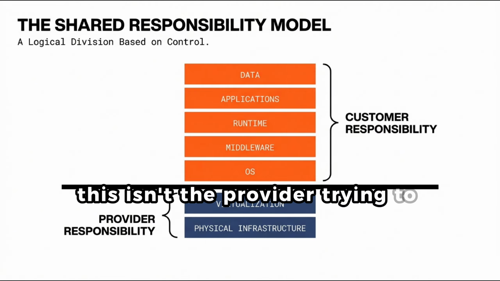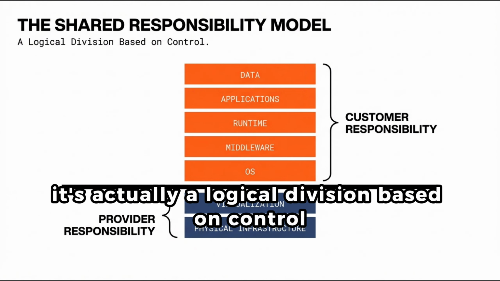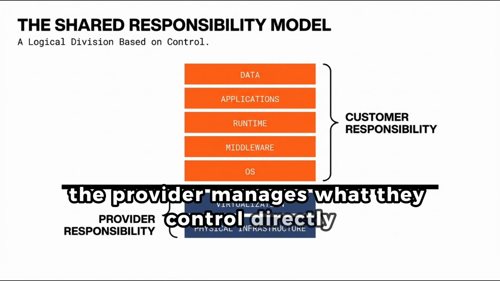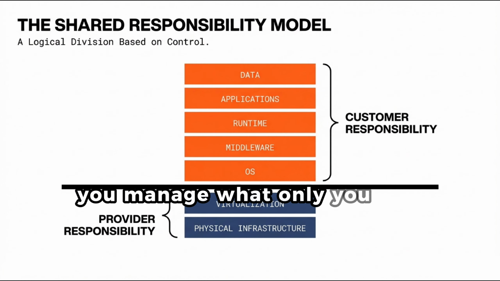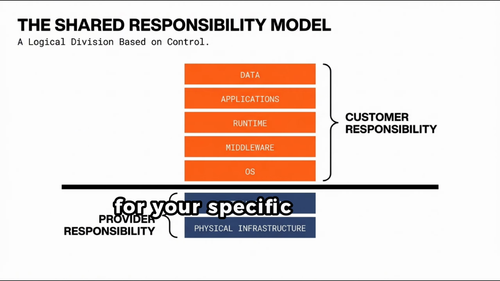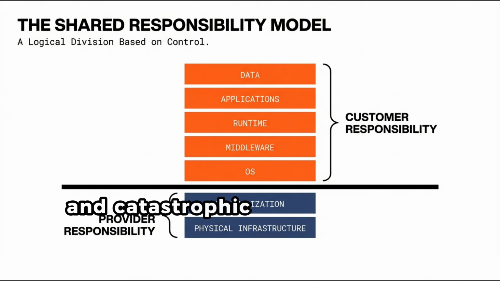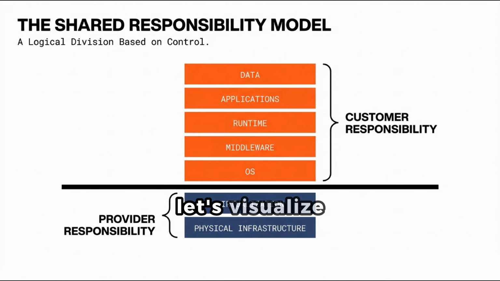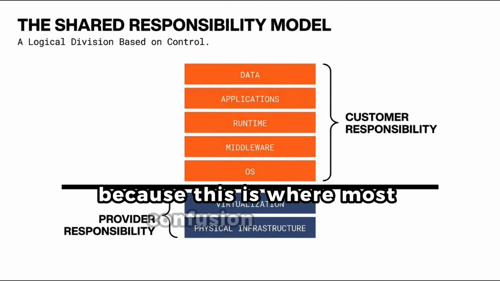This isn't the provider trying to avoid responsibility, it's actually a logical division based on control. The provider manages what they control directly, the physical infrastructure and the platforms they build. You manage what only you can control, your data, your users, your applications, and how you configure the services you're using. Understanding where that line is drawn for your specific services is the difference between secure cloud operations and catastrophic security failures. Let's visualize how responsibilities shift across different service models, because this is where most confusion happens.